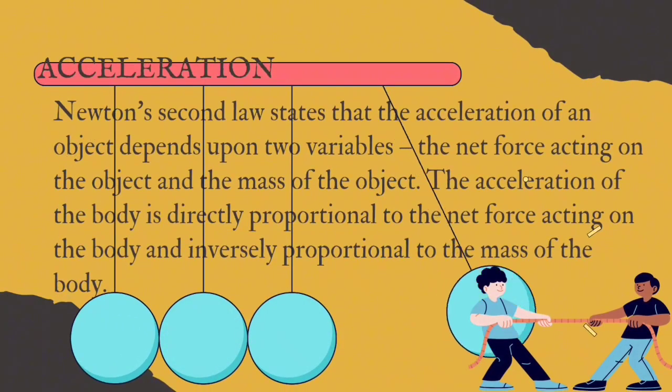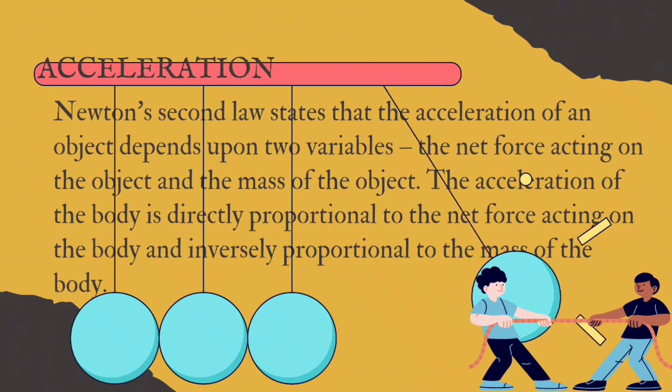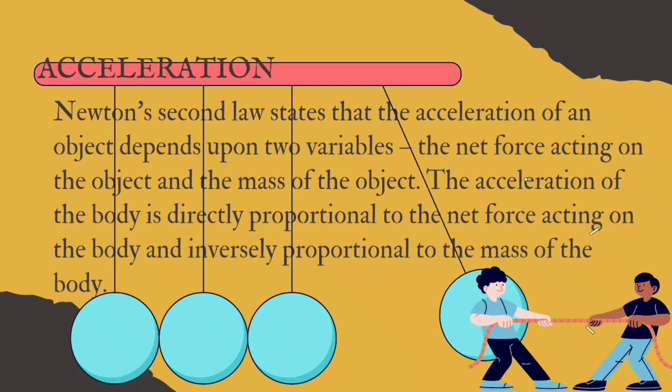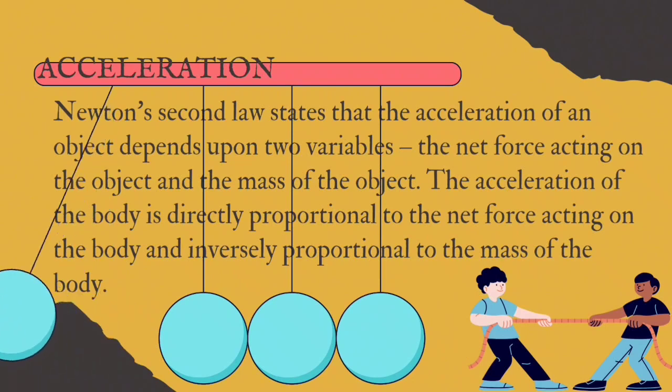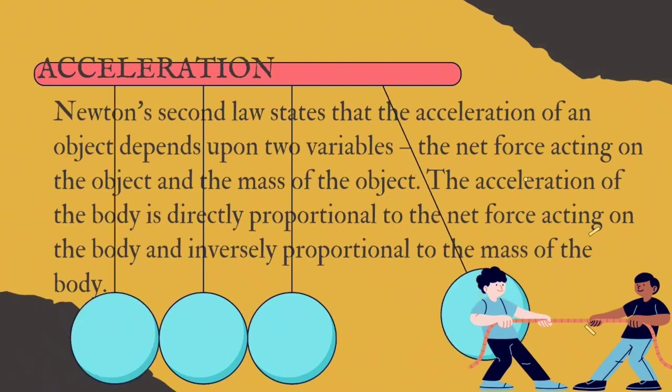Newton's second law states that the acceleration of an object depends upon two variables: the net force acting on the object and the mass of the object. The acceleration of the body is directly proportional to the net force acting on the body and inversely proportional to the mass of the body.